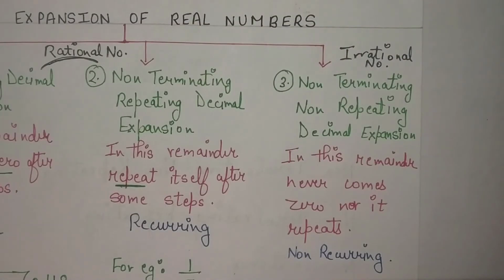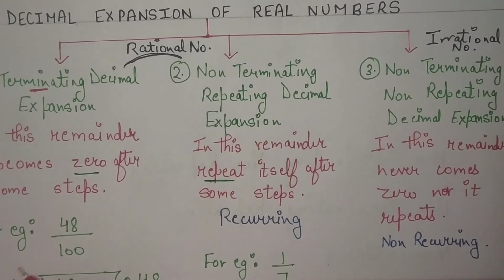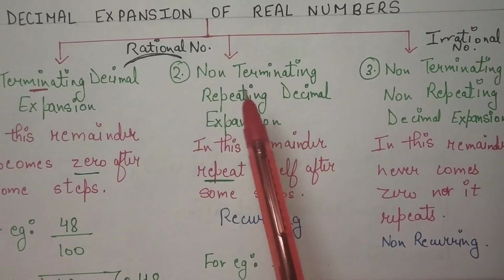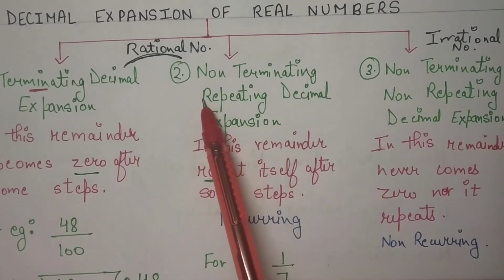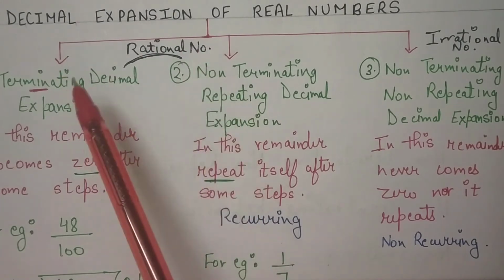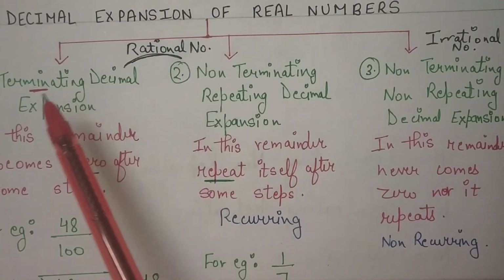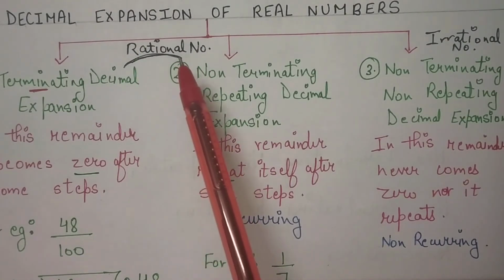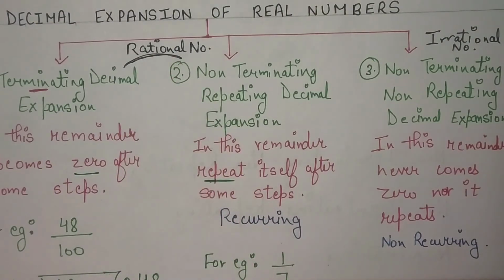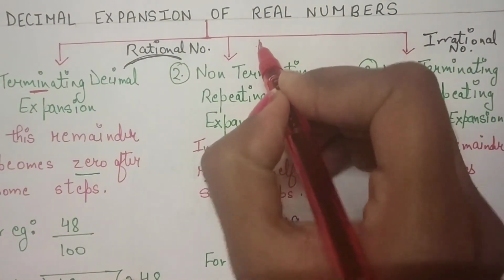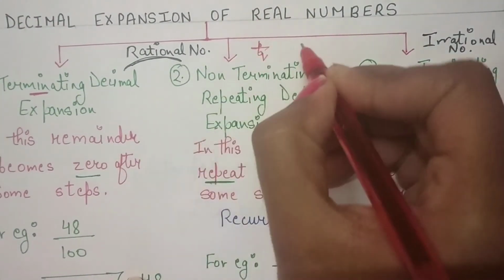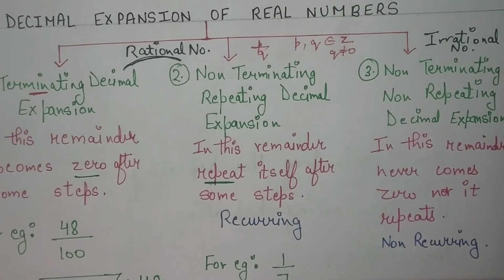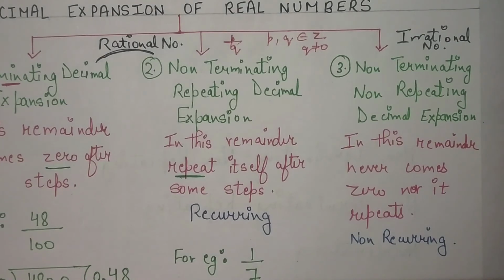Hope that you have learned and understood the 3 decimal expansions. Let's recall all 3: terminating decimal expansion and non-terminating repeating decimal expansion both come under rational numbers. Those decimal expansions which are of type 1 and type 2 come under rational numbers because they satisfy the definition of a rational number, that is P by Q, where P and Q belong to integers and Q is not equal to 0, right? And the third type comes under irrational numbers.